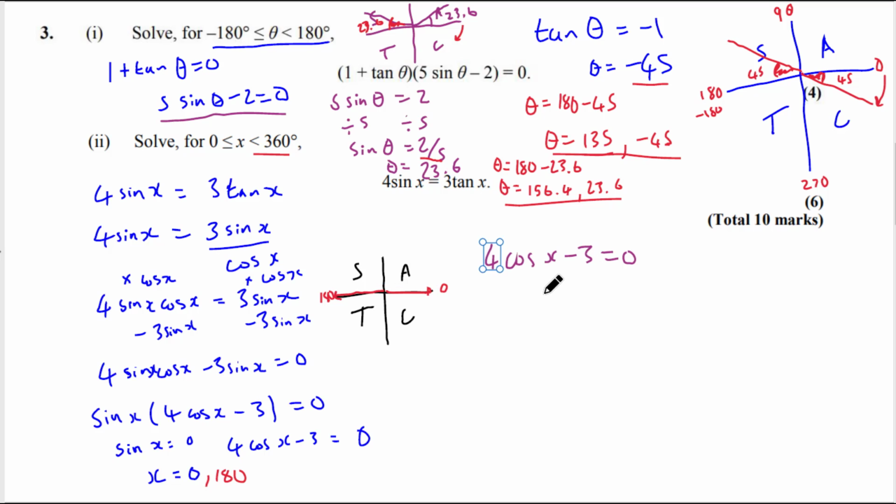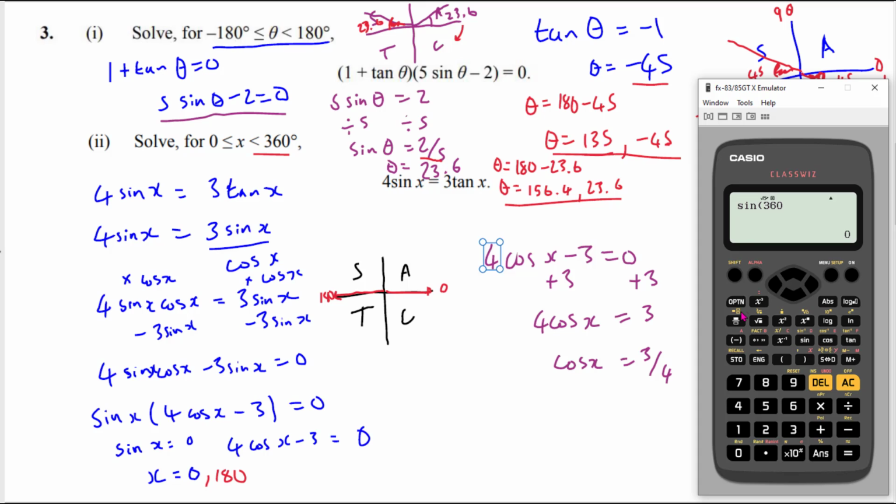So part 2, we're solving this. So we plus 3 on both sides, 4 cos x equals 3. Then we divide by 4. So cos x equals 3 over 4. Use our calculators, find out what x is. 41.4.